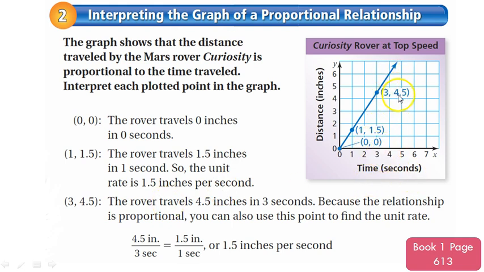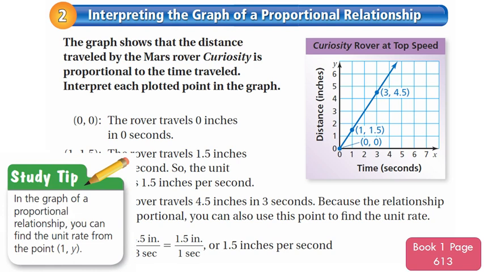At (3, 4.5), the rover travels 4.5 inches in 3 seconds. Because the relationship is proportional, you can also use this point to find the unit rate. Comparing the ratio of 4.5 to 3, if we divide both sides by 3 to get our 1 second in the denominator, do the same thing by dividing by 3 in the numerator, and we get the same rate as this, 1.5 inches per second. In the graph of a proportional relationship, you can also find the unit rate from the point (1, whatever value is here), because it's per x.